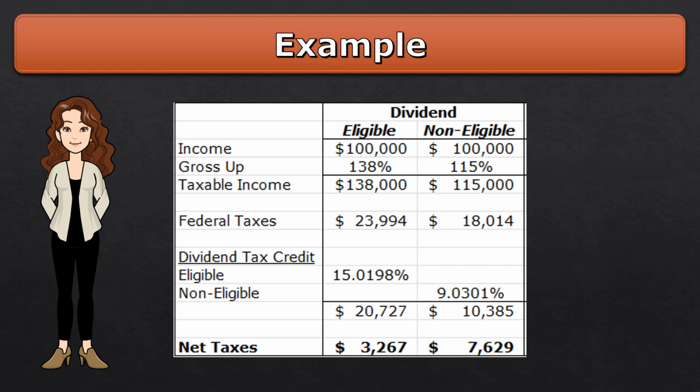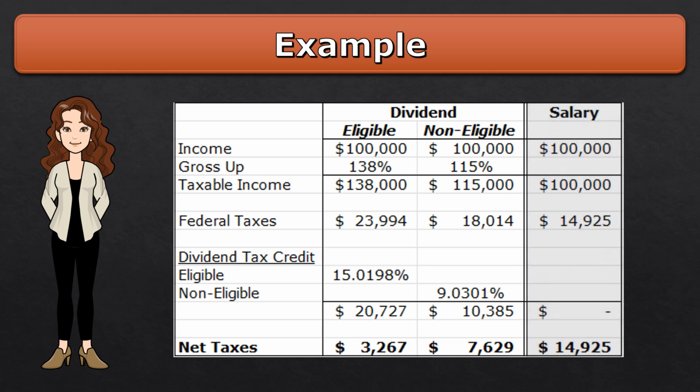This might seem like a lot compared with the eligible dividend, but now let's say you received a $100,000 salary instead. You'll be taxed on only $100,000 since there's no gross up, but there's also no dividend tax credit, resulting in almost $15,000 in taxes, which is a lot more than what you would pay on either type of dividend.